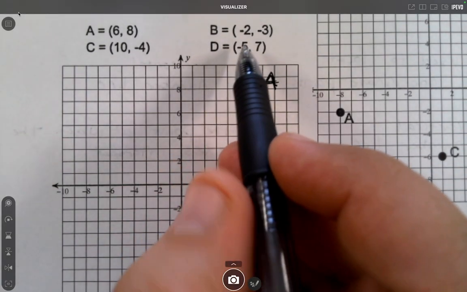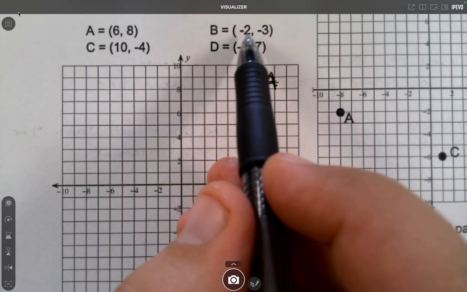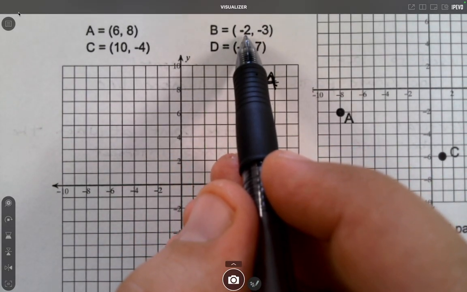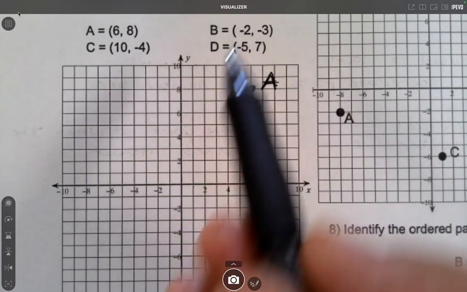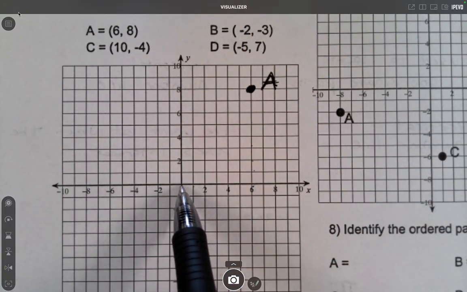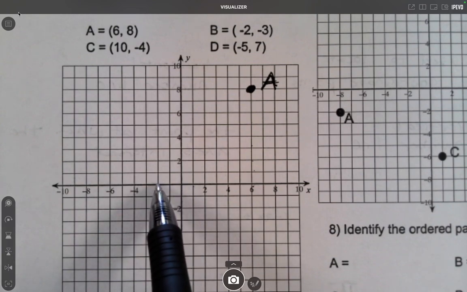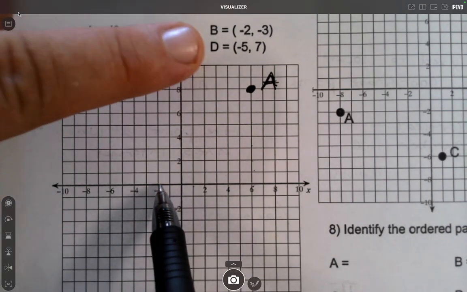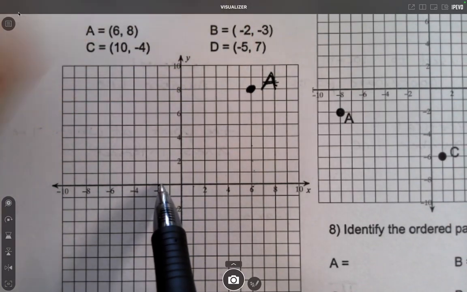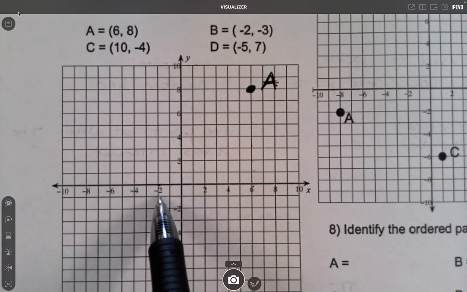Okay, now B, notice it has both negative numbers. So when the first number is negative, that means you go to the left instead of the right. So as always, I start at the origin and go left 1, 2. And then the negative 3, as the second number, tells me to go down 3. 1, 2, 3. So that's point B.